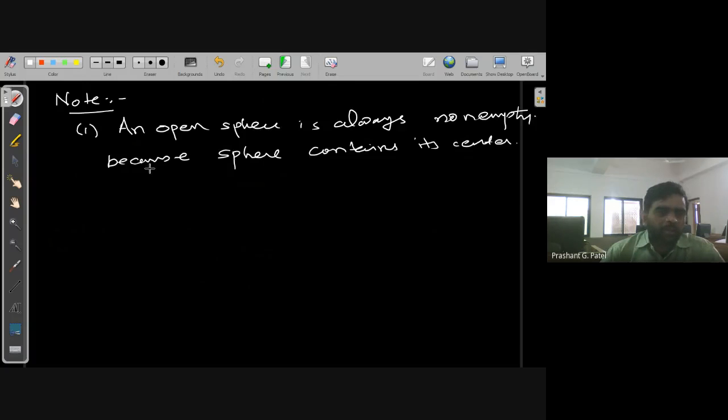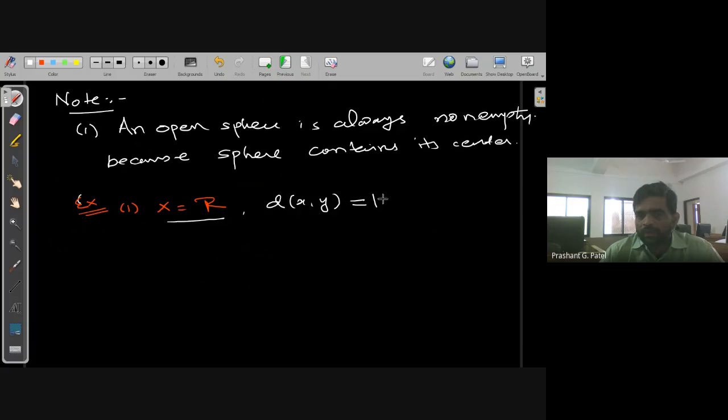Let us have the examples. The first one: I'm taking X equal to R, the usual real numbers, with the usual metric on it. When I say usual metric, it is always the usual thing, that is |x minus y| for every x, y belonging to R. This is the usual metric on R.